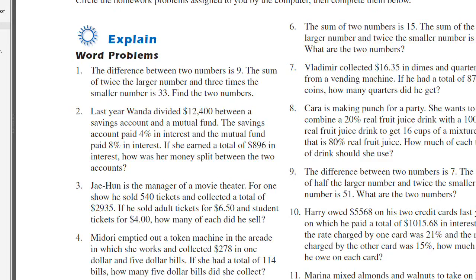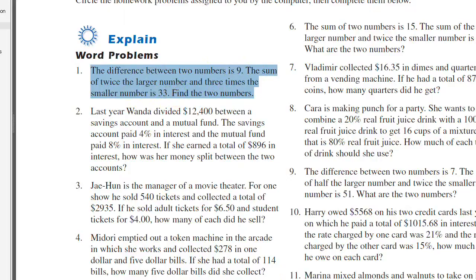Okay, so let's look at that problem here. Right here it is. We want to find two numbers here. This is an old type of problem, goes back thousands of years actually. The difference between two numbers is 9. The sum of twice the larger number and 3 times the smaller is 33. Find the two numbers. Okay, so this really ties into the previous section.